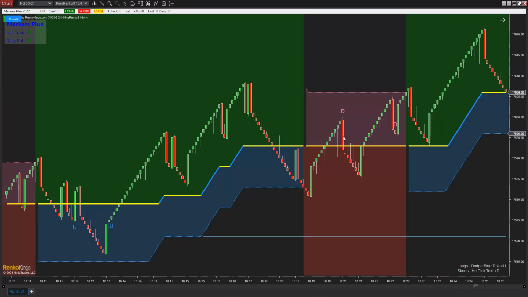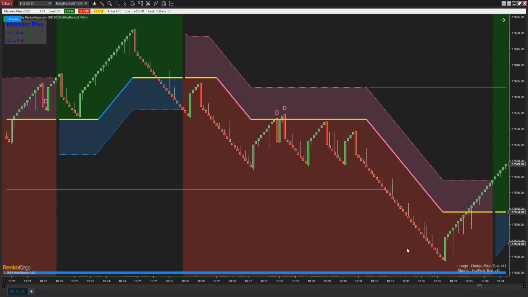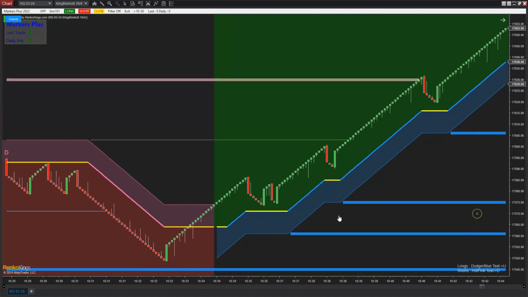This short again, I would not have taken. This was good enough for a scalp. This one was fine. This short was terrific. Again, I would not have taken it, but this short was terrific.